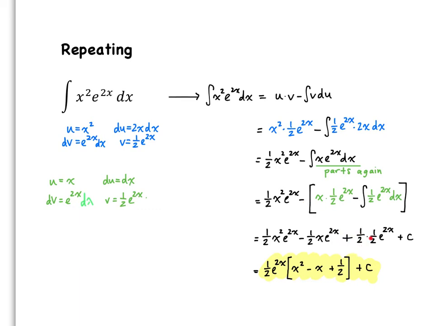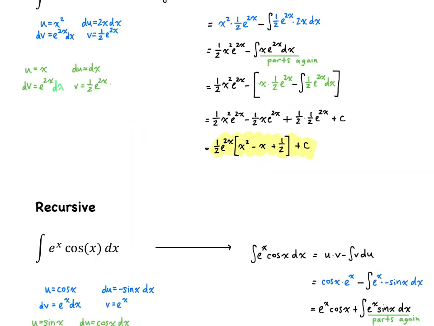All right, 1/2 times 1/2 e to the 2x. Don't forget your plus c. We can factor out a 1/2 e to the 2x, and we'll be left with x squared minus x plus 1/2. Again, don't forget your plus c.